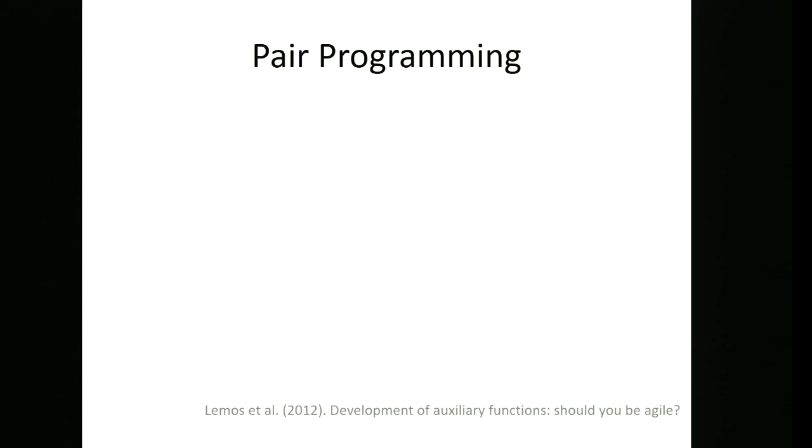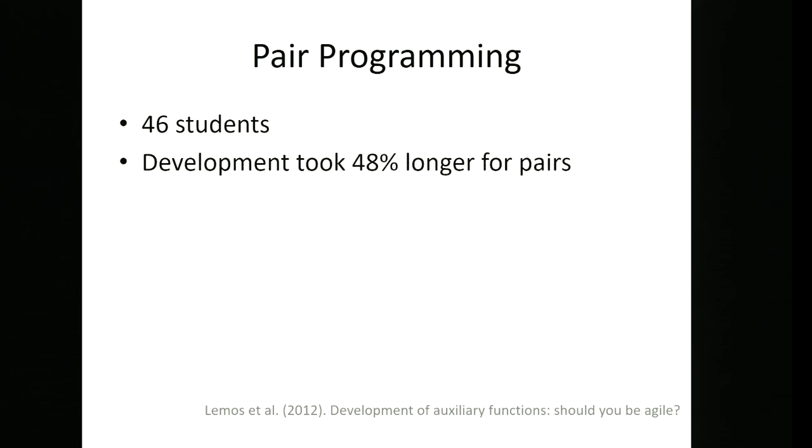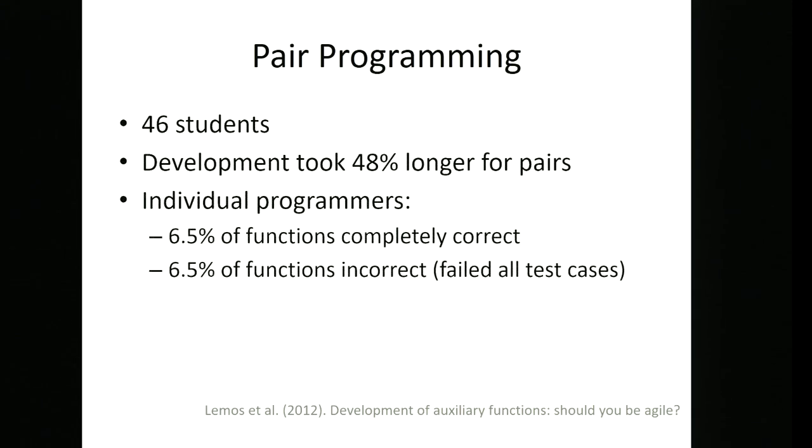Okay, so let's look at another study, another pair programming study. This time, looking at 46 students, development took a bit longer, almost 50% longer for pairs. But again, functional correctness was vastly improved.